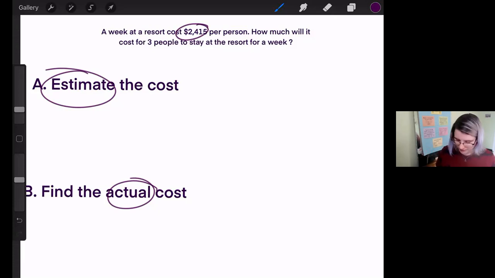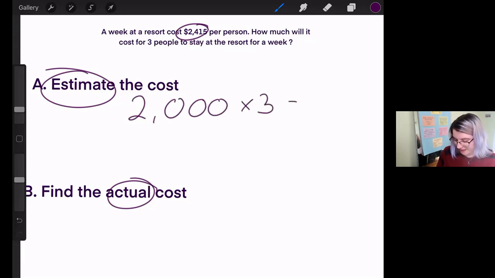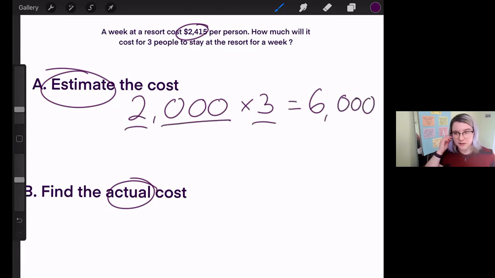So I'm going to go ahead and round that number to 2,000. And then we're multiplying that by 3 to get the estimate. How do we go about doing that? I know that 2 times 3 equals 6, and we were looking at 2,000s. So we add 1, 2, 3 zeros, just like the 3 zeros here.